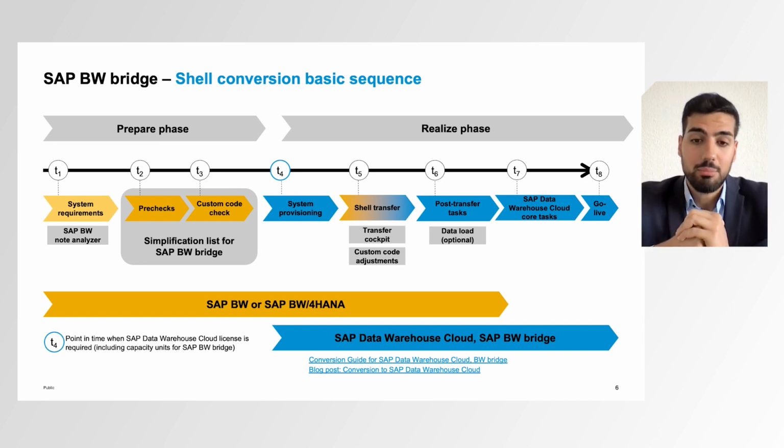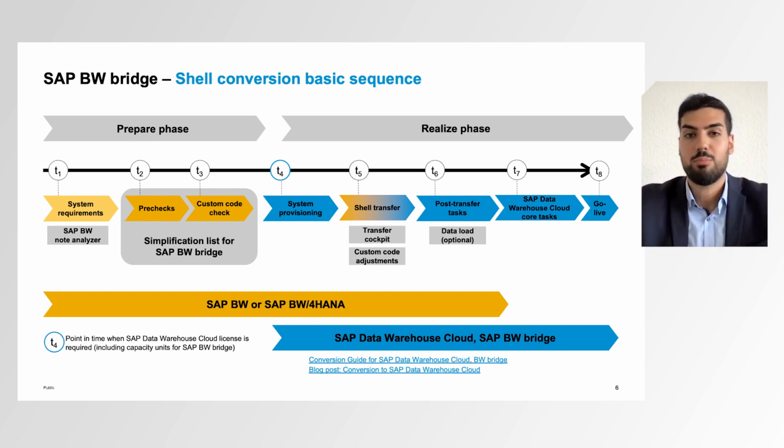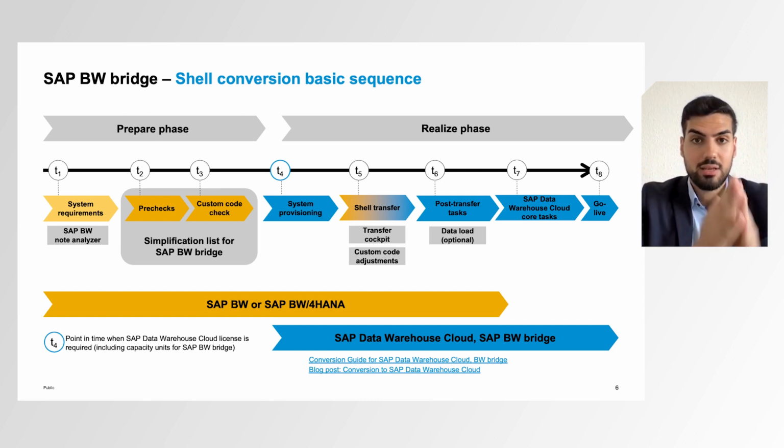Regarding the details, let me highlight here, for example, the conversion guide. The conversion guide is the end-to-end documentation of a conversion to SAP BW Bridge. In addition to the conversion guide, we have also published a dedicated blog post that describes on a detailed level which activity needs to be done at which point in time. For now, I want to highlight the most important tasks within the conversion process.